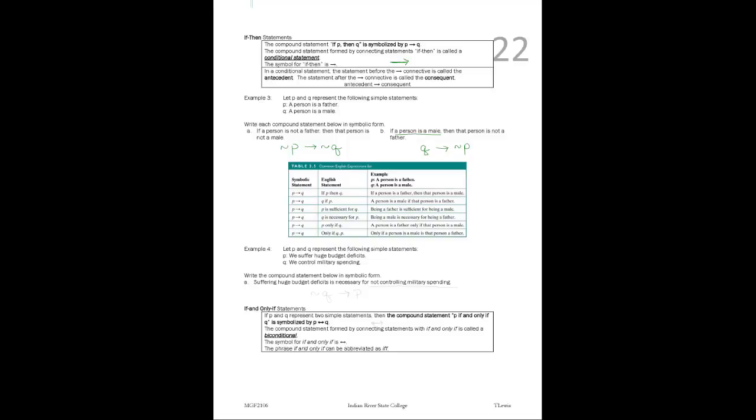Example 4. Let P and Q represent the following simple statements. P: we suffer huge budget deficits. Statement Q: we control military spending. It says, write the compound statement below in symbolic form. Suffering huge budget deficits is necessary for not controlling military spending. How do we represent that in symbolic form? What would be the antecedent?